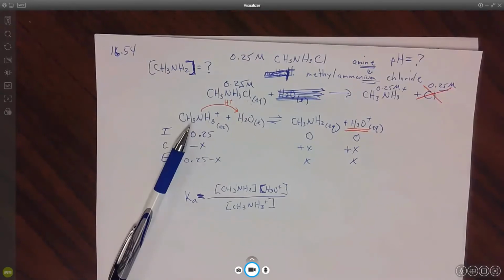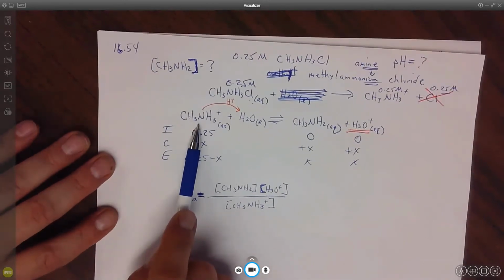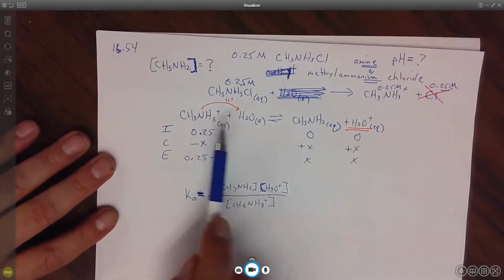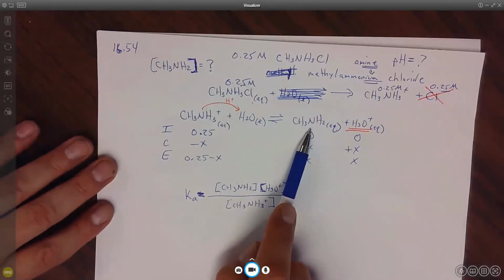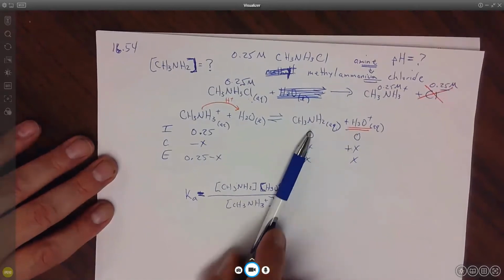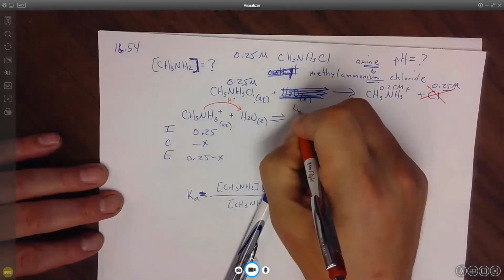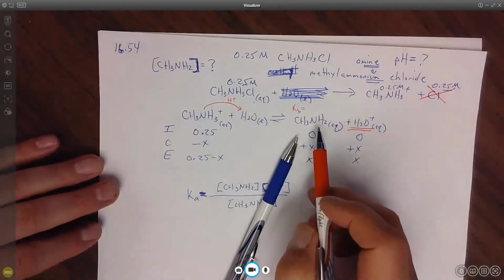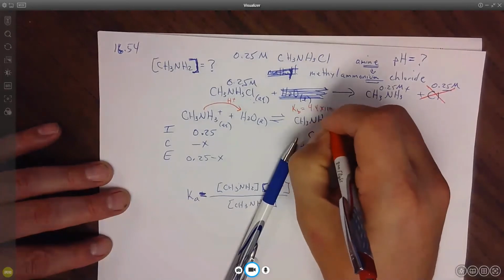Yeah, H plus, right? So if this is the acid, we're going to take away H plus, which gives me methylammonium, or I'm sorry, methylamine. So methylamine would be our conjugate base. So we're going to look up the Kb for a base. And the Kb for methylamine, when you look it up in a table, is 4.4 times 10 to the negative 4.